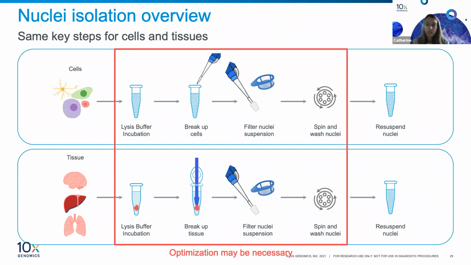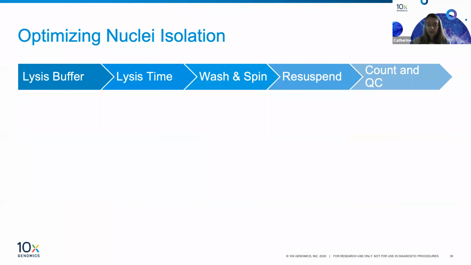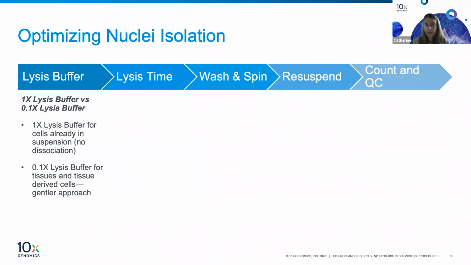If you're working with samples with large amounts of debris, you're going to have to consider ways to make sure that you can remove that debris. That may be through sucrose gradients, or it may be through flow sorting as well. So how do you optimize your own nuclei isolation? We have various recommendations.